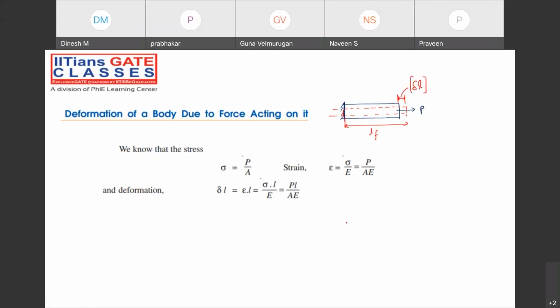How to find delta L? You know that the strain value is sigma by E. Again, you know that sigma will be P by A, into E. And what is the epsilon? Delta L by L. From here, what is delta L? PL divided by AE. And this is called elastic deformation. Please note down: PL by AE. Very, very important.